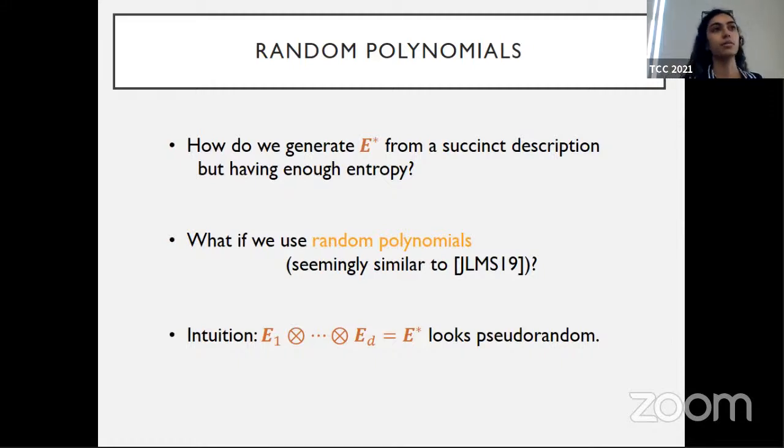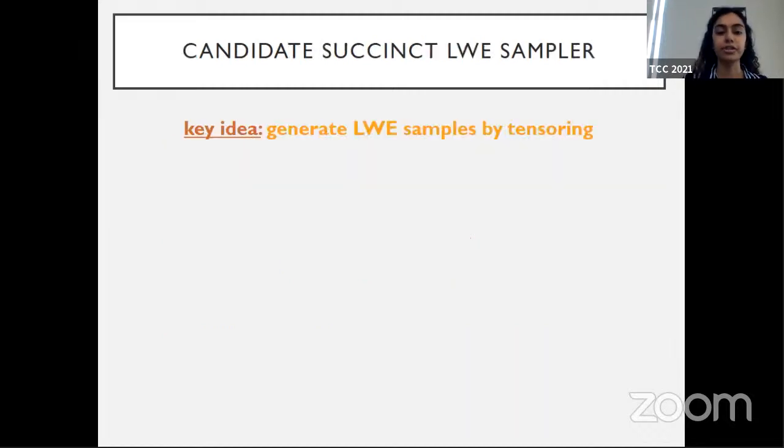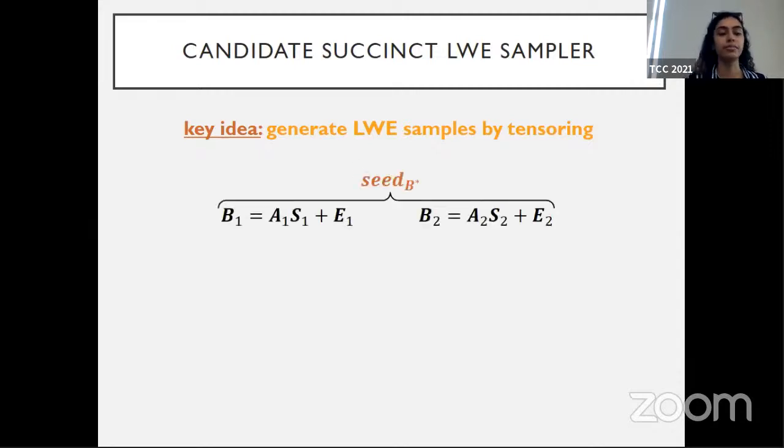But if we take that to be E star, we should hope that this looks pseudo-random. How does this actually work in our construction? I'll just briefly give the idea: we will generate more LWE samples by tensoring. So we think about the seed for B star being matrices, basically LWE samples for smaller matrices A1, A2.